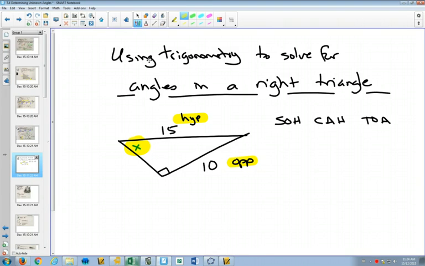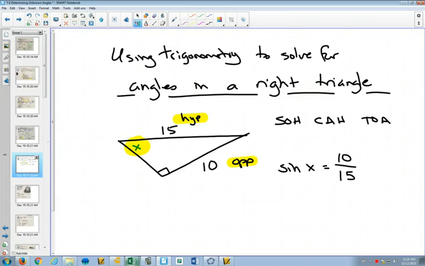So now if we know the opposite and the hypotenuse, which one are we going to use: sine, cos, or tan? Because it's opposite and hypotenuse, we set up our definition. Sine of the angle, which we don't know, is equal to the opposite side, which is 10, over the hypotenuse, which is 15.